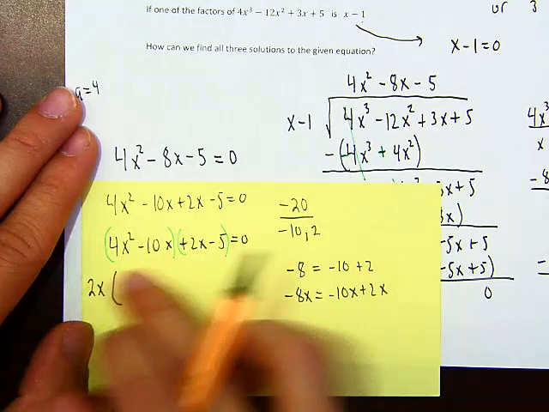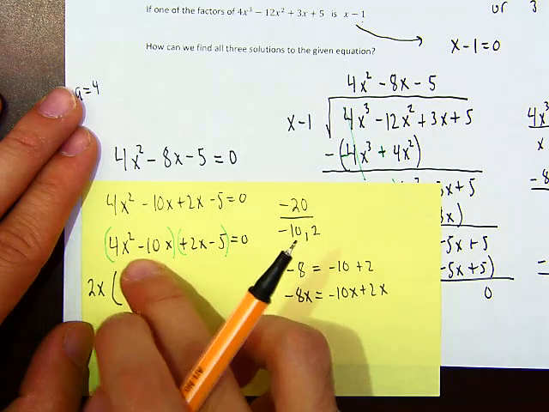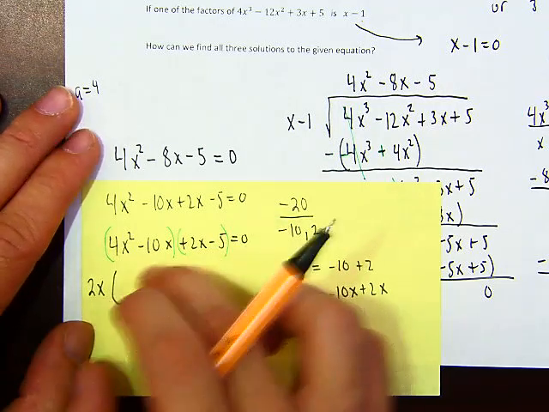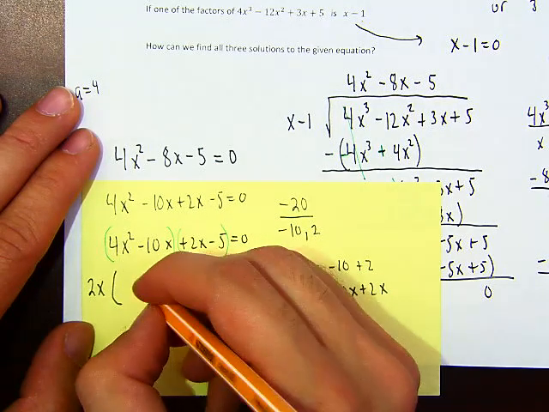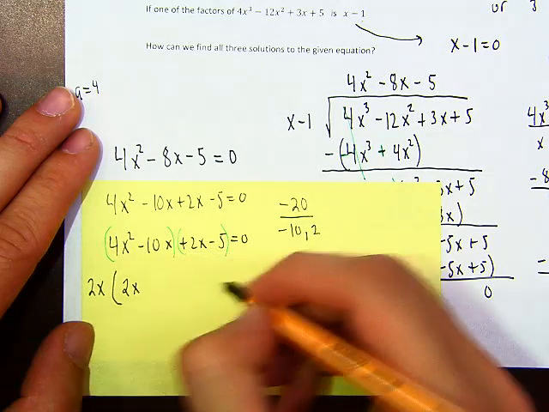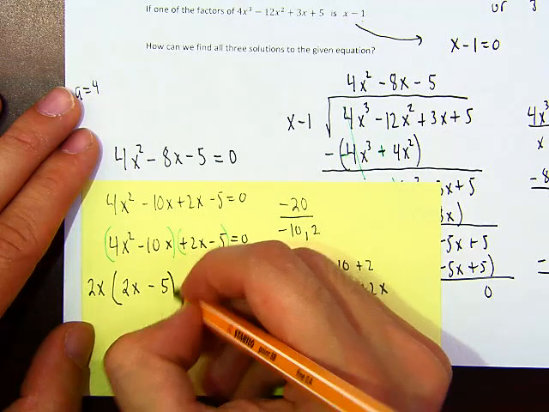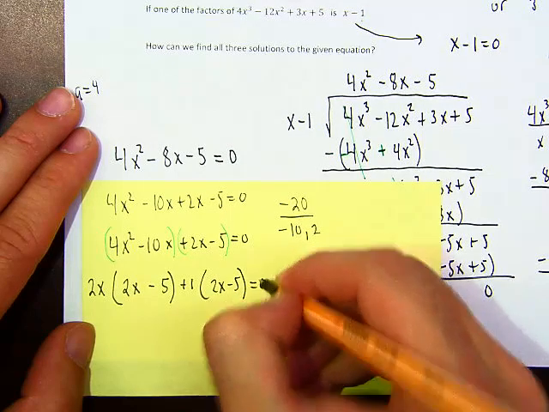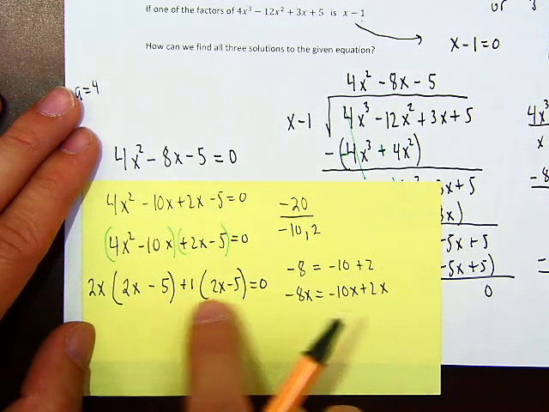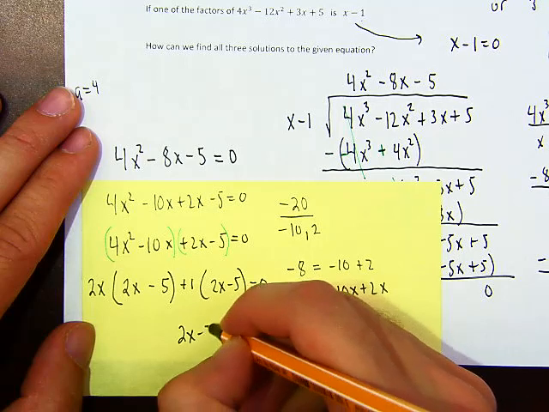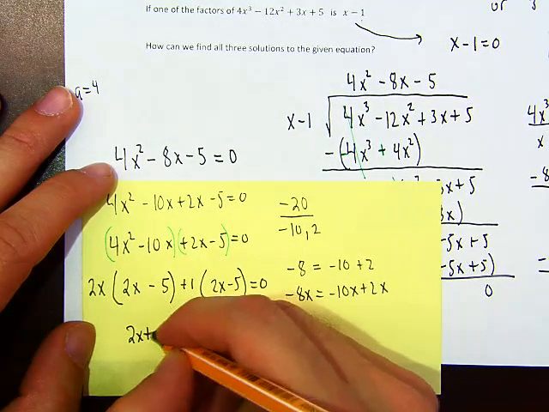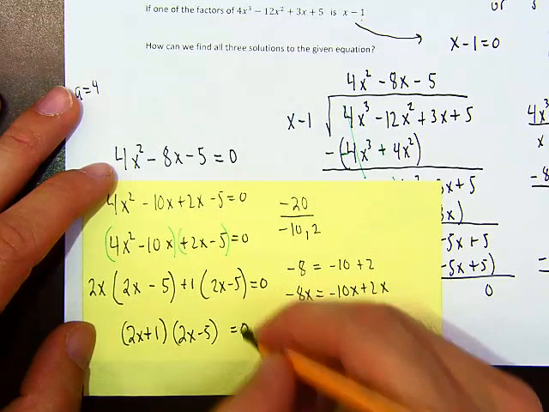And what happens if I take out 2x? If you get to this point, try and do it by yourself, right? So here, 2x, this should be what? Another 2x minus 5. This is plus 1, 2x minus 5 equals 0. Okay, and now that we have the common binomial of 2x minus 5, this 2x minus 5 goes here, and then I have 2x plus 1 goes here, and it equals 0.